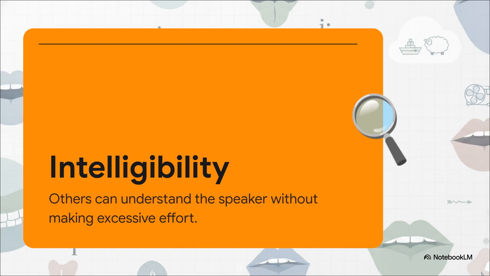Intelligibility is simply the state where other people can understand the speaker without making excessive effort. Think about it. A student could memorize the entire dictionary and nail every single complex grammar rule. But if their spoken words require way too much effort for a listener to decode, communication just breaks down. Knowing the vocab is simply not enough if the pronunciation isn't intelligible.